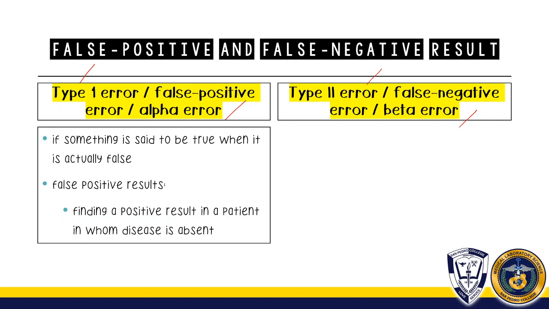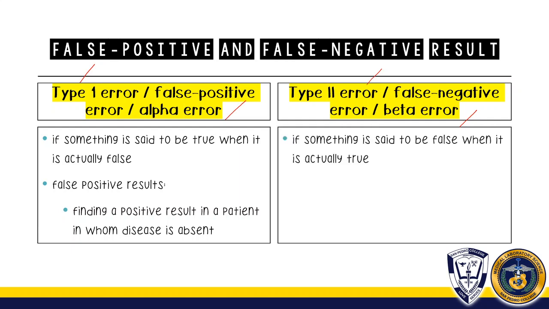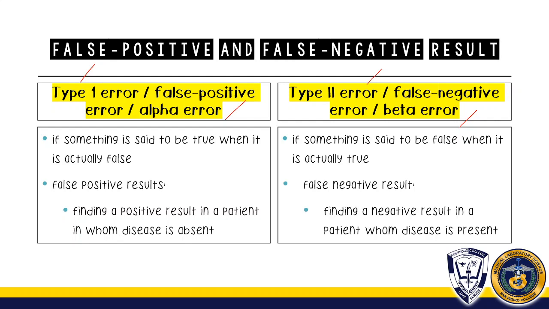How about your false negative error? False negative error is if something is said to be false when it is actually true. And your false negative error results when you find that a patient does not have the disease when actually it is present. So from the word itself, it is false negative because we are concluding that there is none when actually there is.